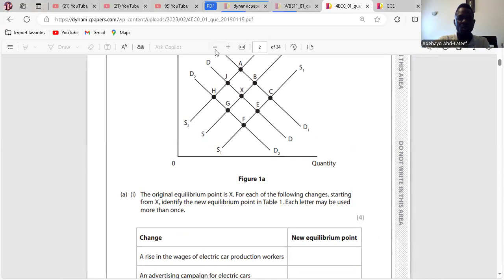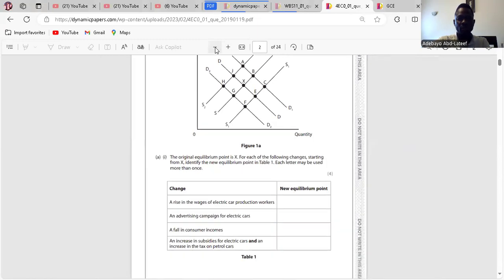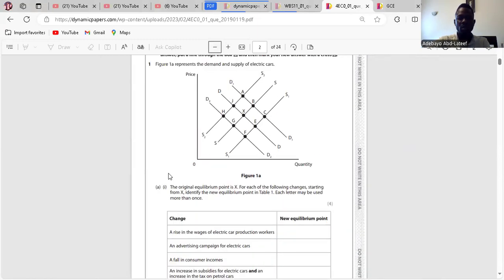So we put it down so we can all see. Okay, let's put it this way. So the first one is a rise in the wages of electric car production workers. If there's a rise in wages of electric car production workers, it means there's going to be an increase in the cost of production. An increase in the cost of production will shift the supply curve leftward from S to S2, which represents J. Clear? So the first one is J.